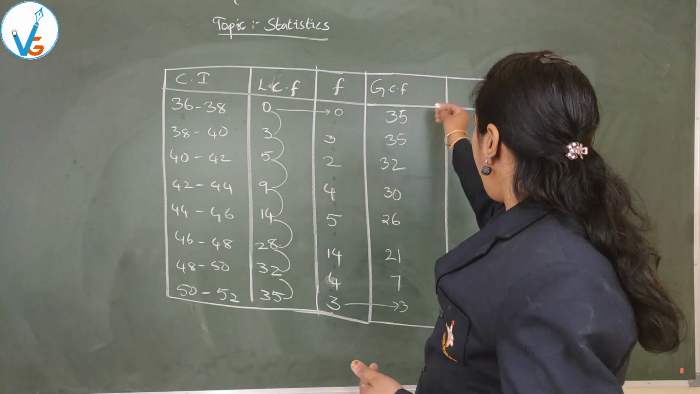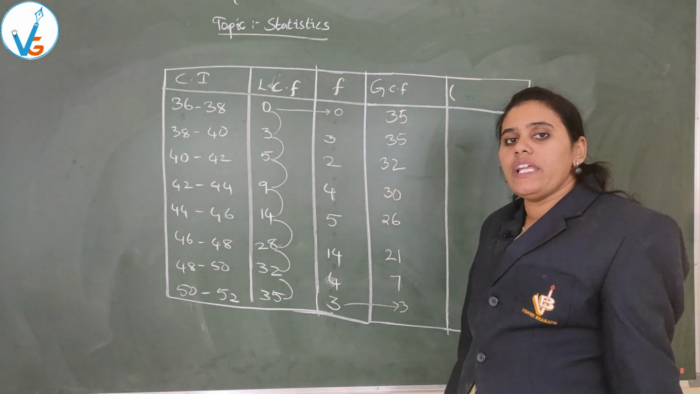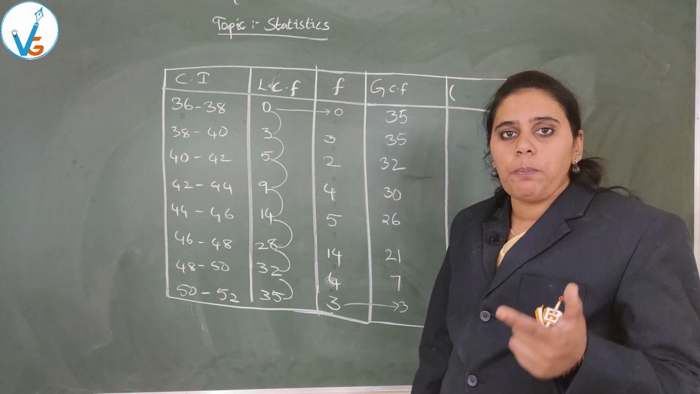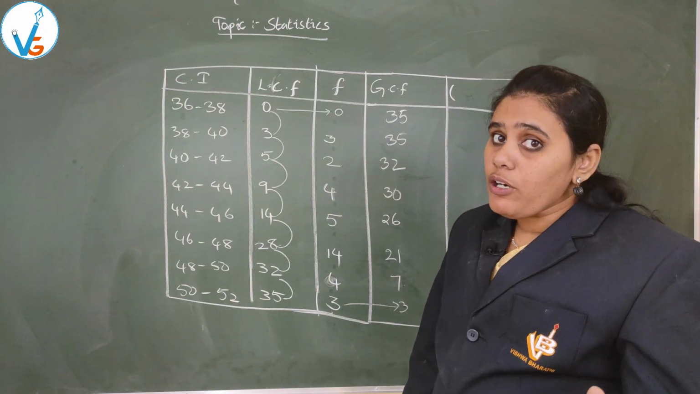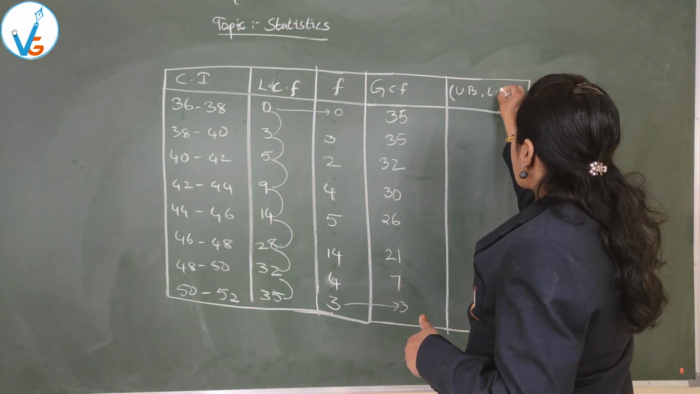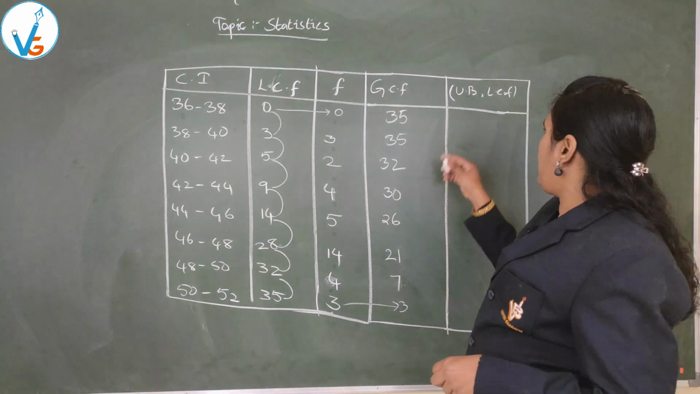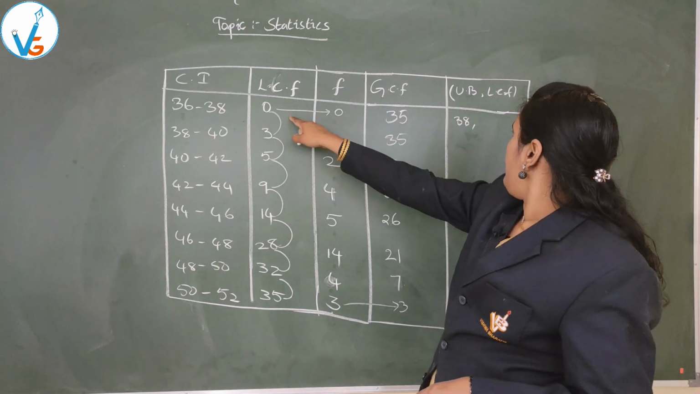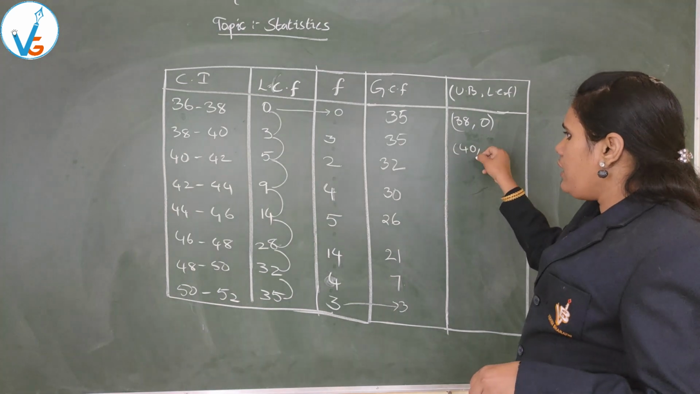Okay? Now what we have to do? We have to pair now. What do we have to pair? Here I am drawing only the less than ogive curve. Less than ogive curve means I have to pair my upper boundary and LCF. What is our upper boundary? 38, comma, what is our LCF? 0. So 38 comma 0. Next will be 40 comma 3.